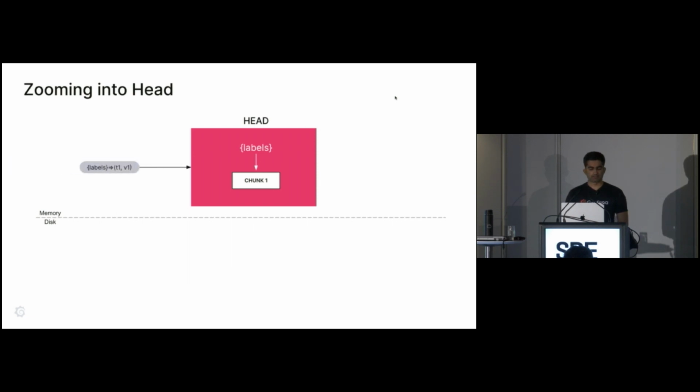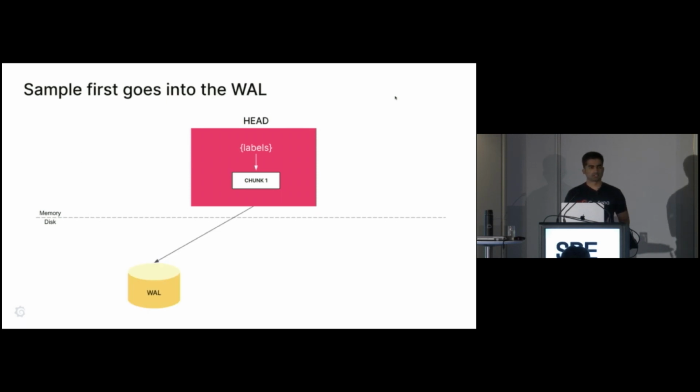So when a sample first comes into the head, a sample I'm mentioning as labels and T1, V1, where T1 is the timestamp, V1 is the value, and labels is just the labels of the time series. When it first comes to the head block, we don't immediately write to the chunk. It first goes into the write-ahead log. We'll soon see why that is the case. And then we add it to the chunk. The compression is done on the fly, like we don't store a buffer of samples and then compress it later. As soon as the sample comes inside the head block, we compress it and store it inside a chunk.